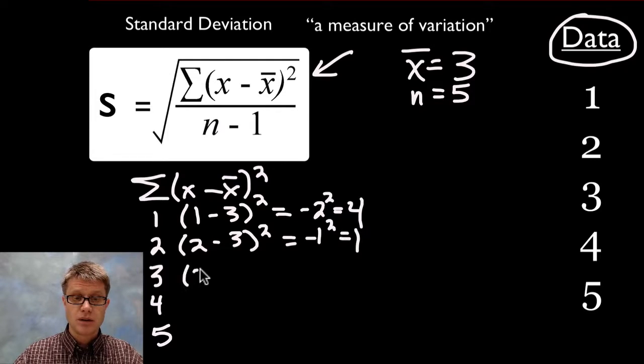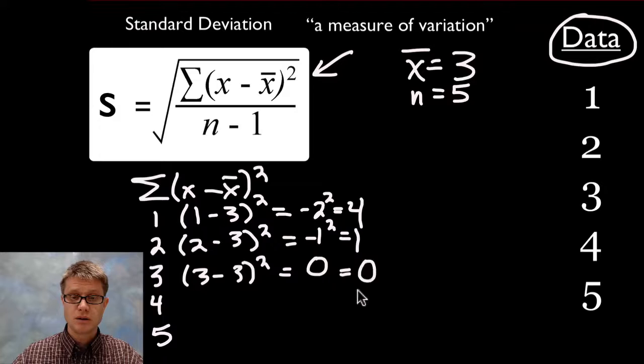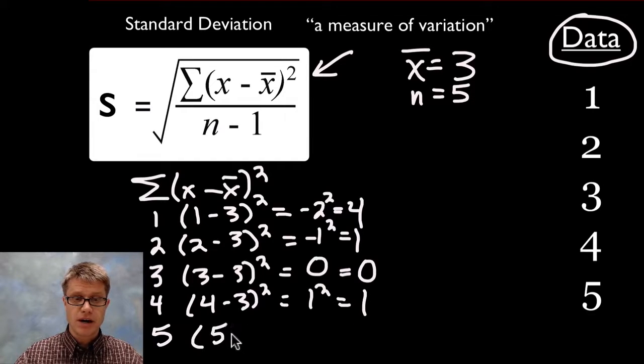If we go to the next one, that's easy. That's 3 minus 3 squared equals 0. And if we square 0, that's going to be 0. Go to the next one. That's going to be 4 minus 3, and so that's going to be 1 squared, or equal to 1. And then finally, if we go 5 minus 3, square it, that's going to be 2 squared, and that's going to equal 4.